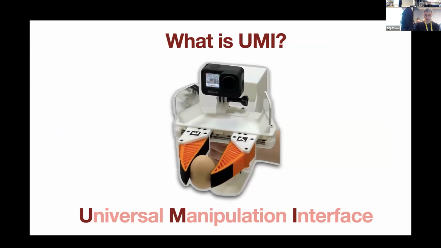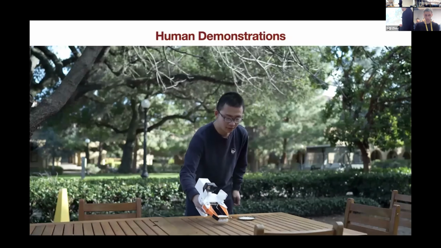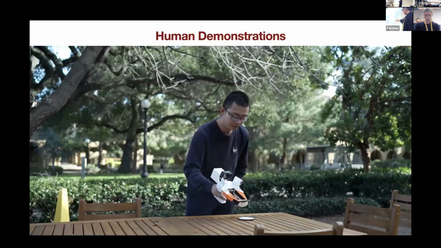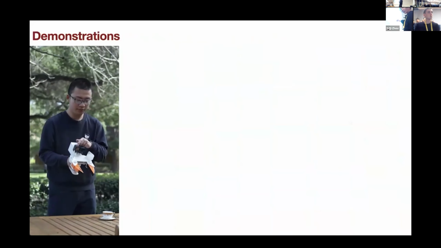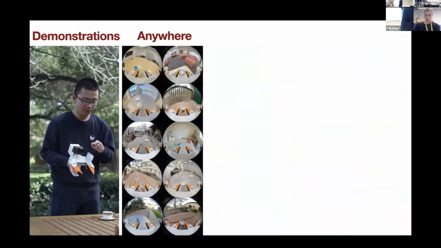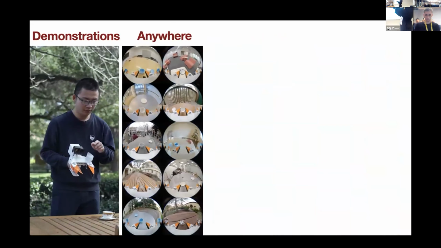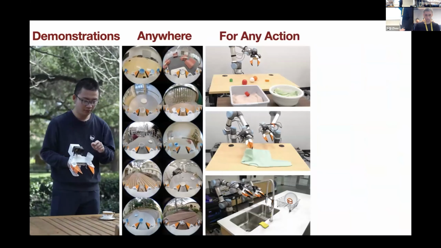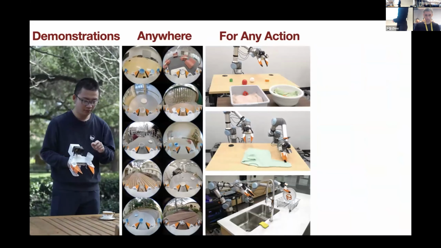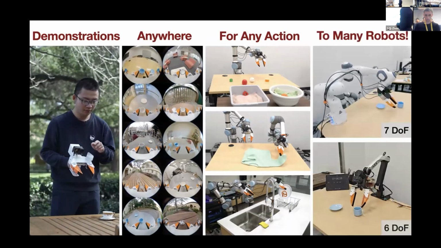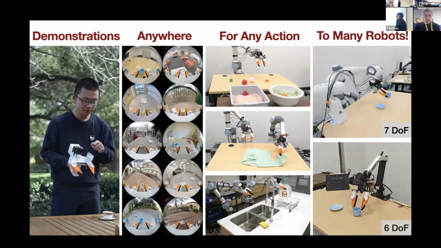As you can see, UMI is a handheld gripper, or handheld device, that allows you to do data collection. Anyone can take this gripper to almost any environment and collect data for many different robot manipulation tasks, including very challenging ones like folding clothes or tossing objects. And the data is finally transferable to many different robots.